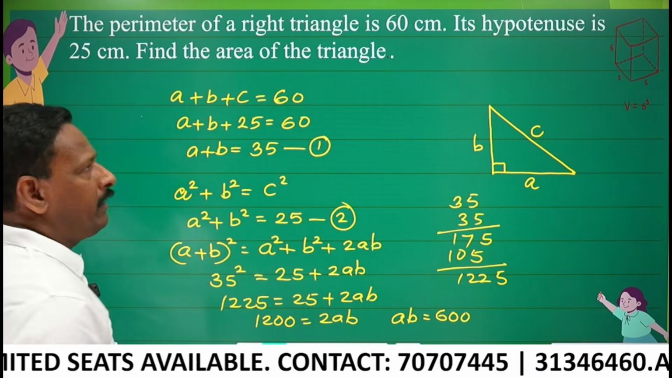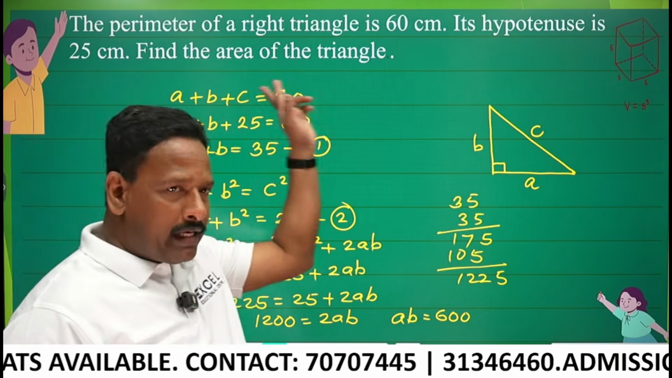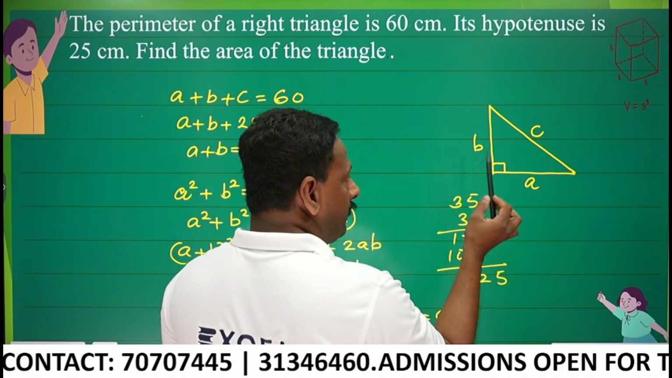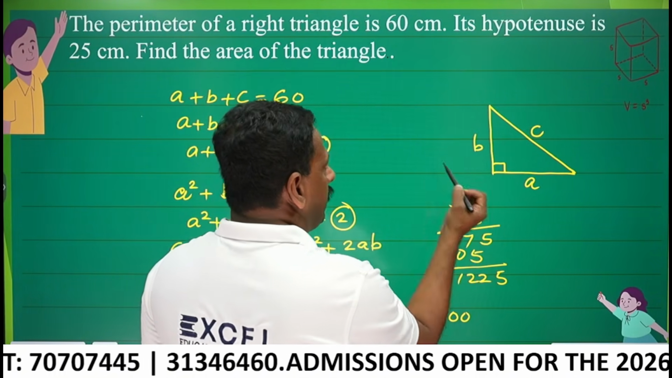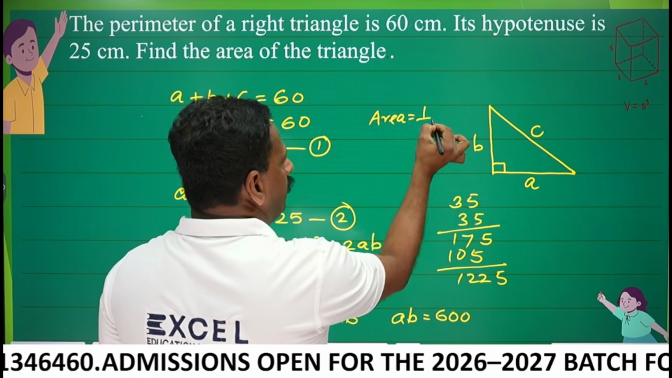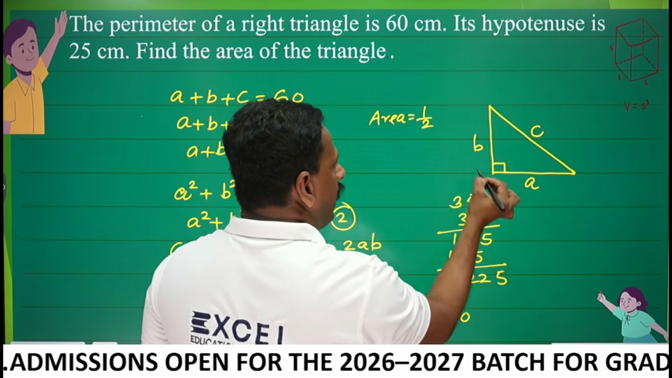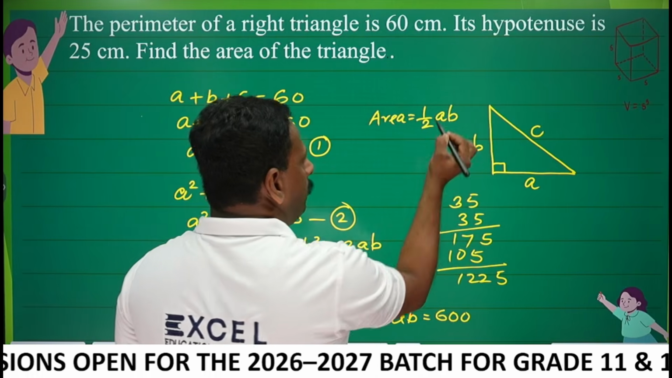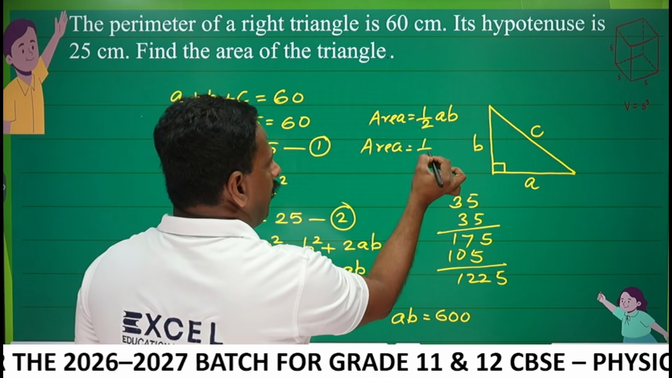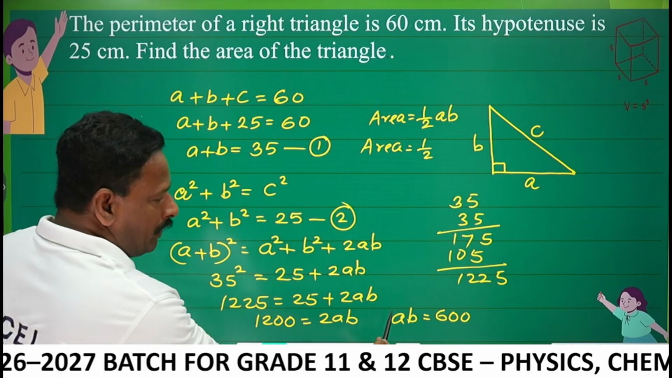So you got AB. The question is to find the area of the triangle, and what is the formula for finding the area of this triangle? This being a right angle triangle, its area is half into base into height, that is A into B. That is, area equals half into AB, and this AB we already got here, right?